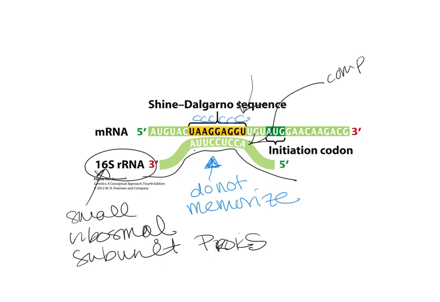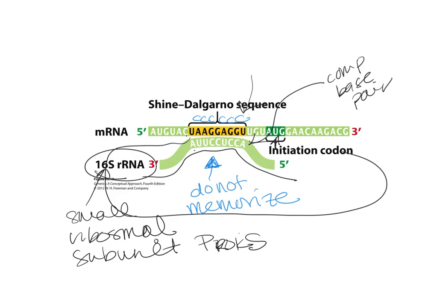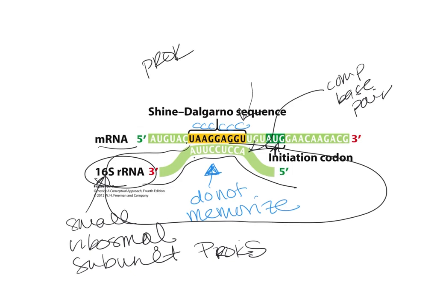Complementary base pairing. And complementary base pairing is guiding this interaction, finding that first AUG. So this sequence is part of the small subunit, and so it's that complementary base pairing of rRNA to mRNA. Again, we're still in prokaryotes. How do we know? Because it's a Shine-Dalgarno sequence. We don't have that in eukaryotes.